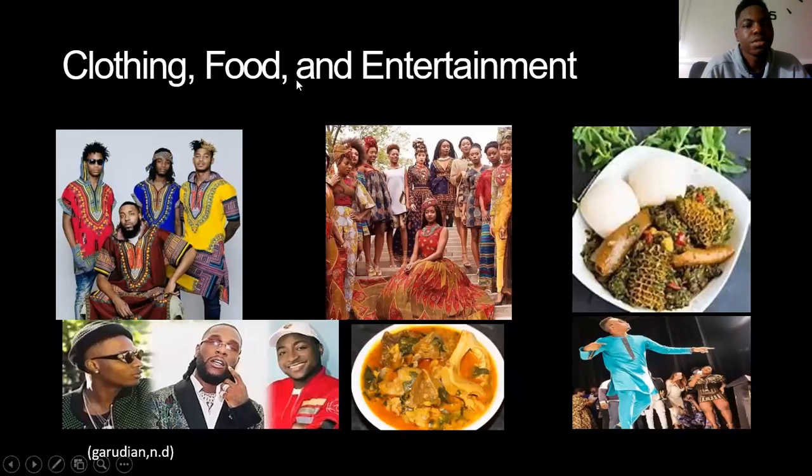Now these are the clothing, food, and entertainment. Like here is this called a buba. It's very famous in Nigeria. Most of us wear it a lot of the time. This is clothing from Igbo. You can see they also have gele on top. The headwear on the top is called gele. So this is our food. This is fufu and vegetable.